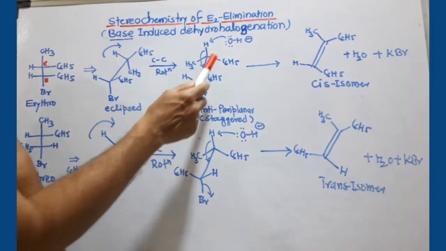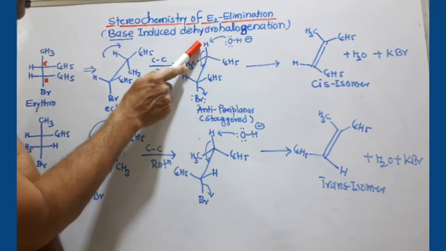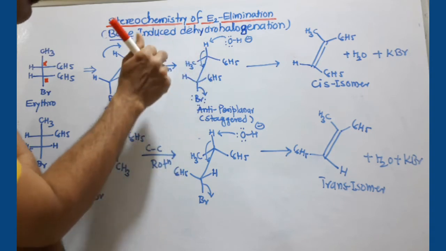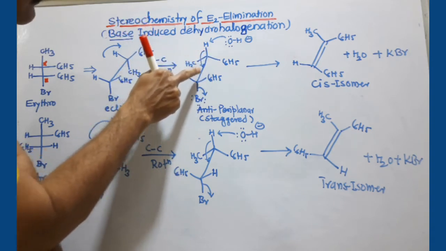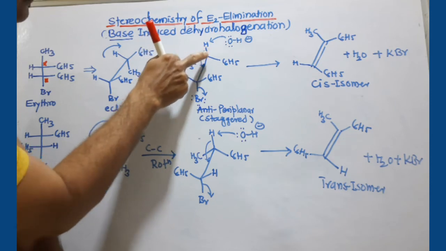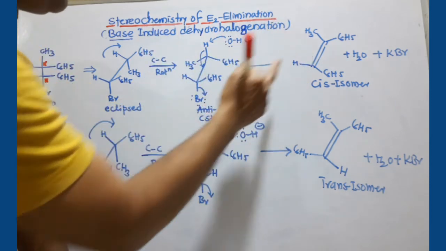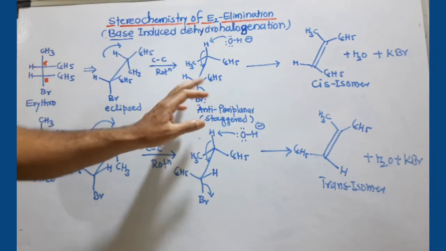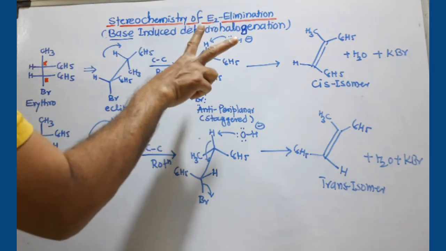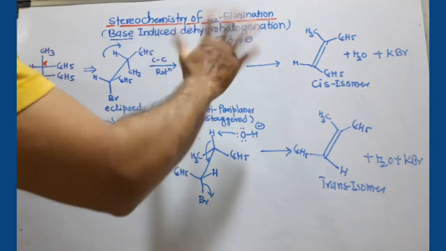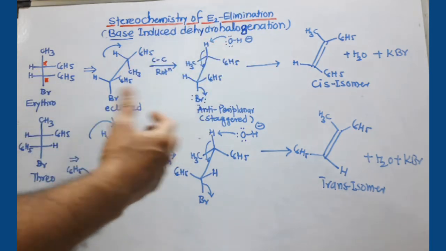Now the base is doing its work. OH is removing this hydrogen from the beta carbon. The bond joining this carbon and hydrogen moves in between the alpha and beta carbon to form the pi bond. So H is removed, Br is removed. I keep all other bonds at their positions. I'm not interested in changing their position because that would be quite disturbing.